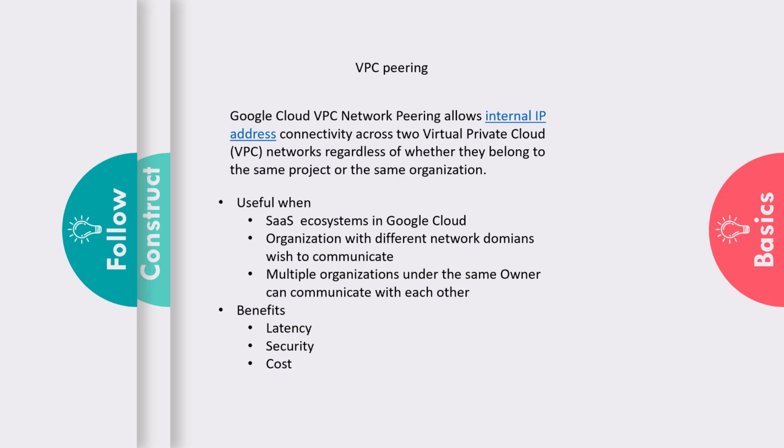The benefits of VPC peering is that it has low latency because the traffic is all within the Google network. That also makes it secure, and it's also more cost effective because you're not using external IP addresses, there is no egress cost that Google is factoring in. So it's much cheaper communicating between internal IP addresses than communicating between external IP addresses.